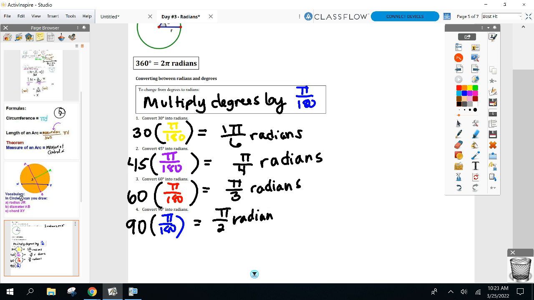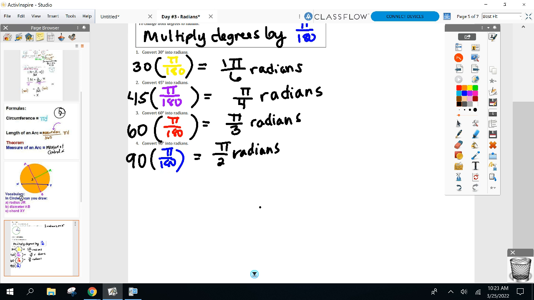All right, hold on. Before we go to the next here, I want to add in a number 5 because this has always been 1 over something, right? I just want to make sure we can write it if the number on top's not 1. So can you guys do, let's see, 135 degrees for me into radians?